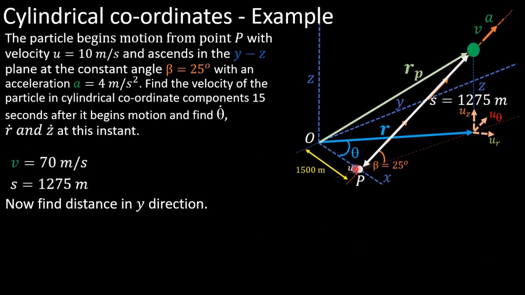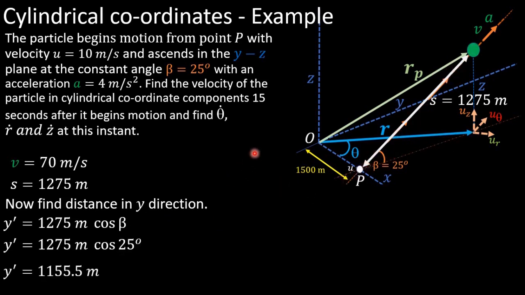So now we're going to find the distance in the y direction. I'm going to call that y prime, and that's going to be 1,275 meters times cos beta. So we're trying to find this distance here. To find that, we just apply trigonometry, where this is the adjacent and s there is the hypotenuse. If I put my numbers in, I get 1,155.5 meters. So that's going to be y prime here.